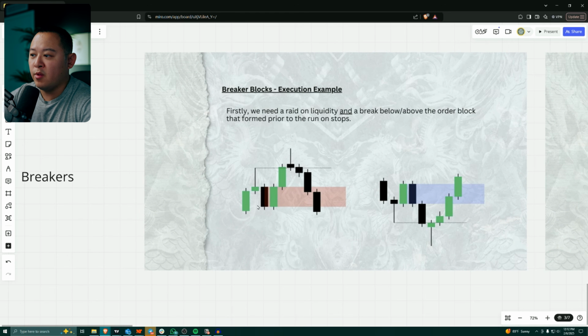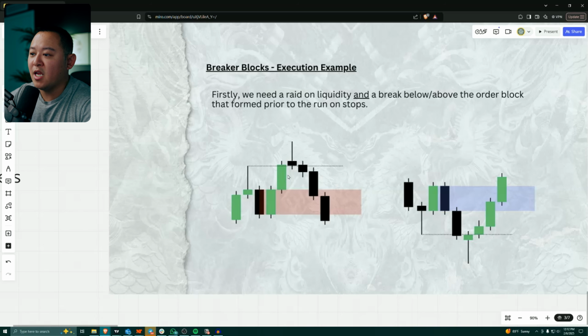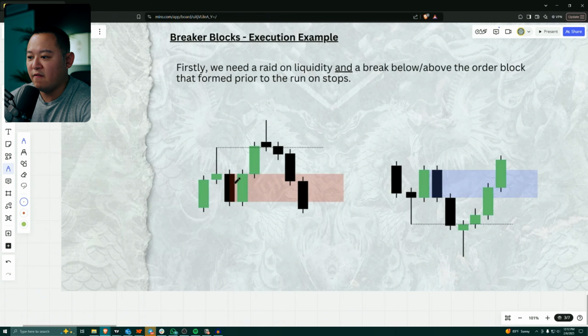Really, it's an order block that's formed prior to the raid on liquidity, and then we break below or above that prior order block. Okay, so here you guys can see that we have this order block here. It's created prior to a run on liquidity, and then we get the liquidity raid. Not only that, but it breaks below that order block. So now this level here becomes what? A breaker. I'm just going to simplify it by putting BR.